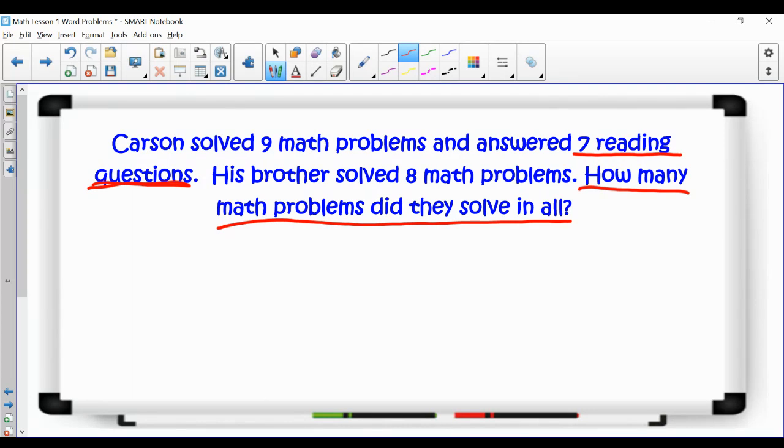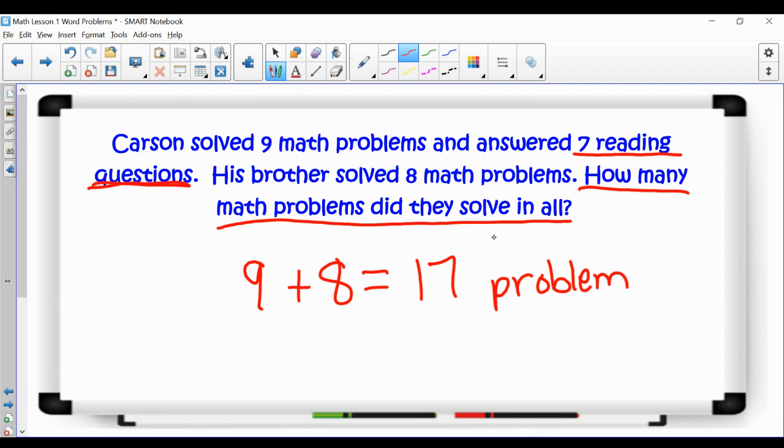So, Carson solved 9. His brother solved 8. How many math problems did they solve in all? 9 plus 8 is 17 math problems. And I should probably throw math in there since they had also said reading problems. Okay? Sometimes there's extra information that you do not need. What I like to do is cross it off so I don't get confused.